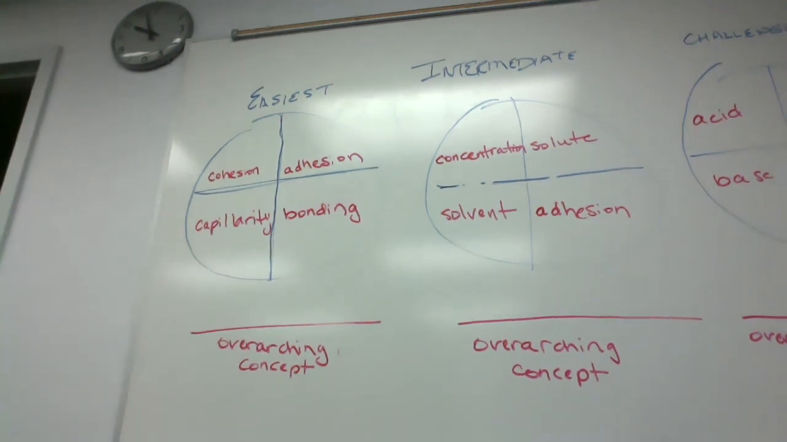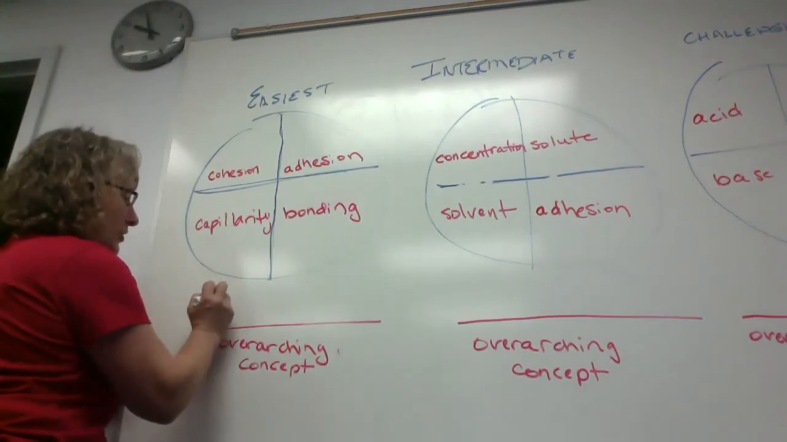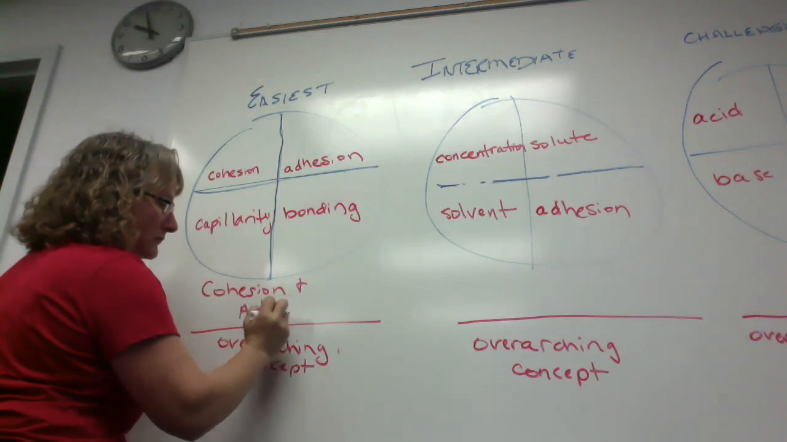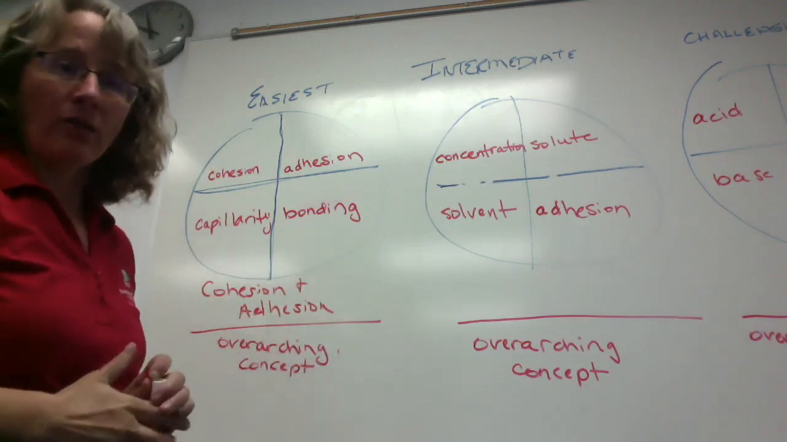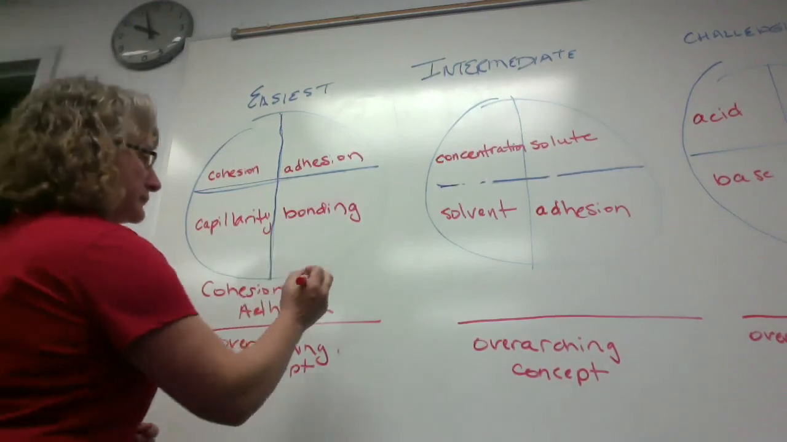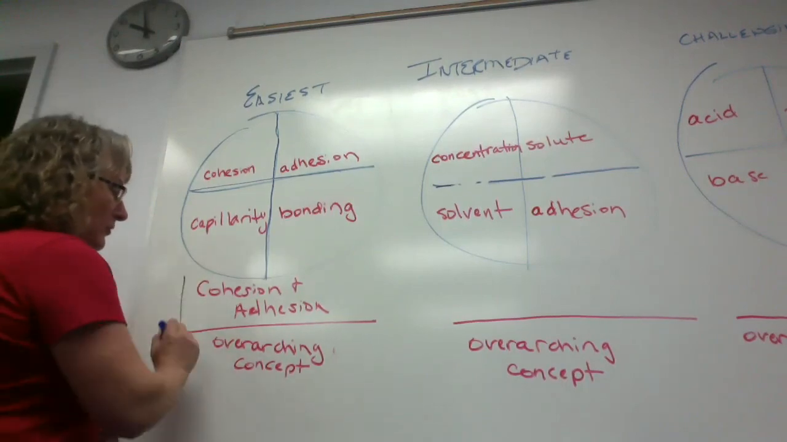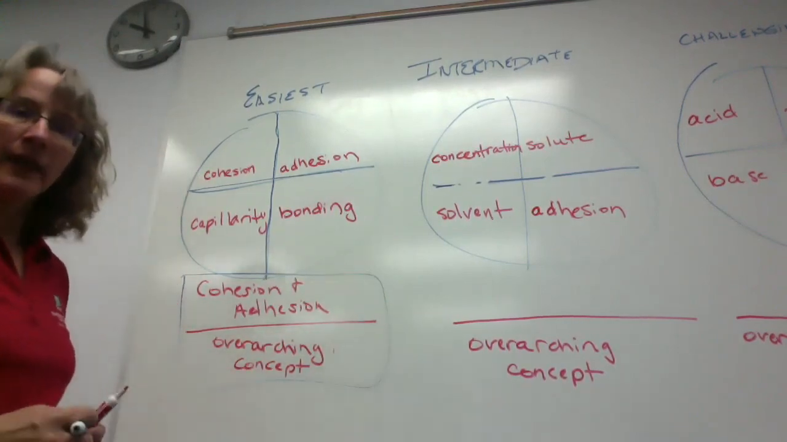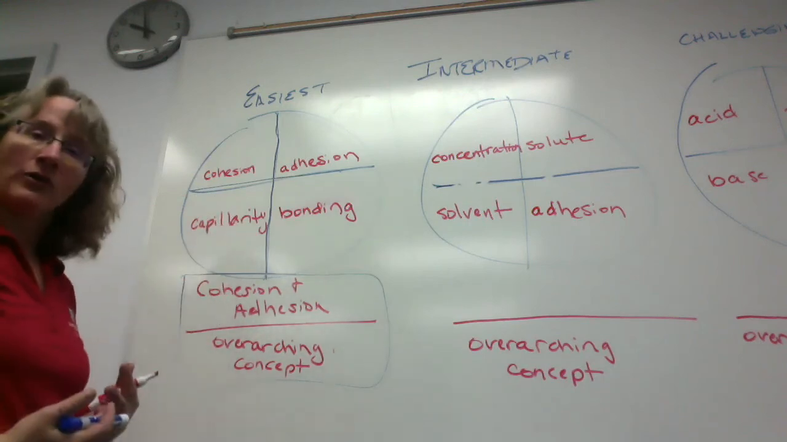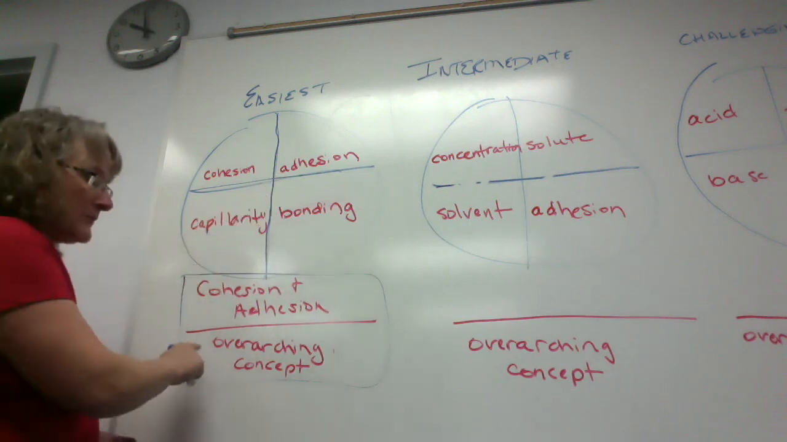So this section is called simply cohesion and adhesion. And otherwise, we might talk about types of bonding that can happen. So all we're trying to do in the first one is determine the overarching concept. That's why it's the easiest. All four concepts are similar and relate to one overarching concept. And then all we're trying to do is figure out and generalize from these four concepts what the overarching concept is.